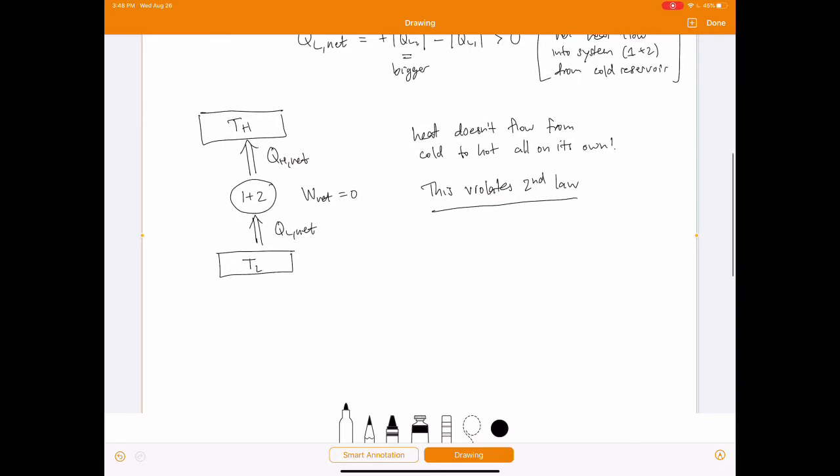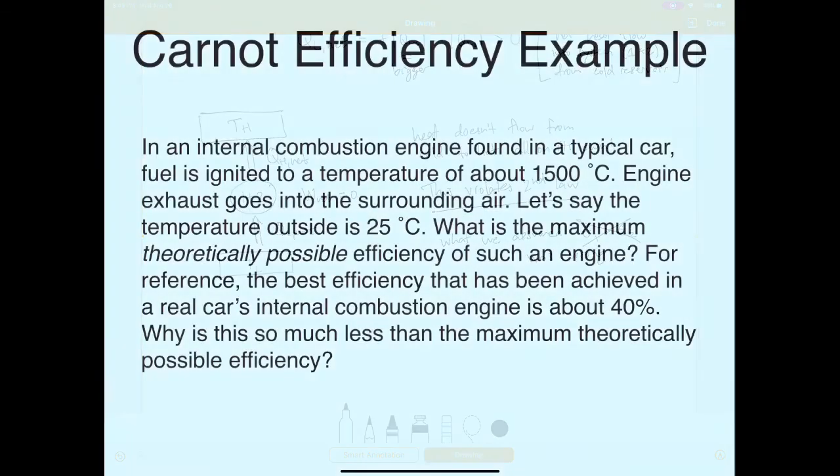So, what did we assume at the beginning? What we assumed at the beginning, that you have this engine that's better than Carnot, that was wrong. You can't have an engine more efficient than Carnot. That is not possible. We just proved that by contradiction. And so let's do an example where we take this formula for the Carnot efficiency, and we know it's the maximum possible efficiency, and we can put that to use in a calculation.